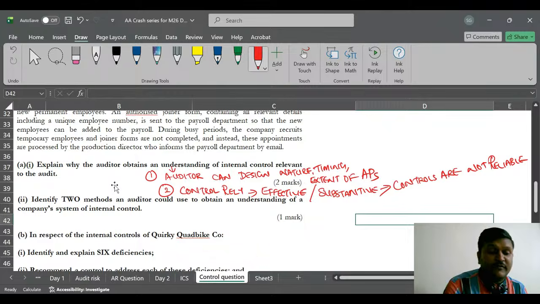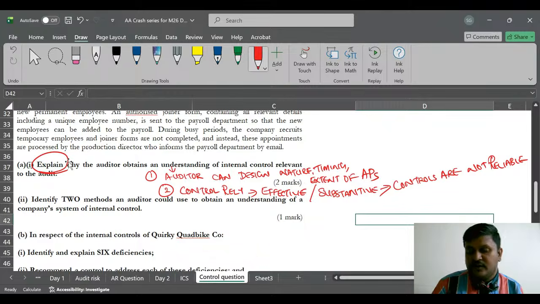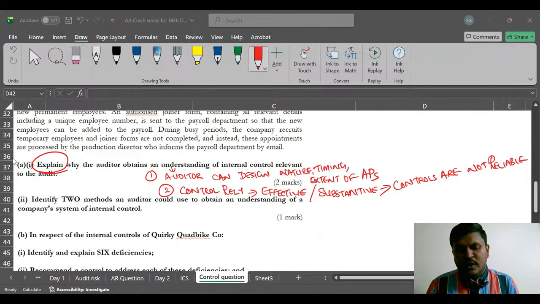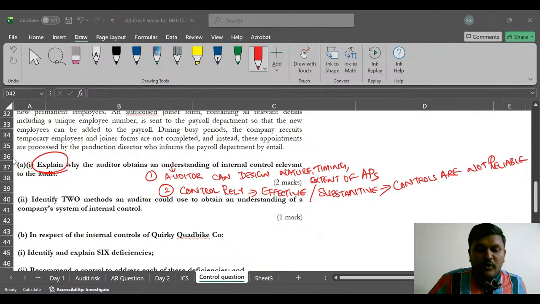Again, we have the wording over here, explain. What does that mean? We had a session in SOE Global relating to question verbs also. What does explain mean? If you go with bullet points like what I have written over here, you will not be getting the full 2 marks. You need to give it in sentences over there.